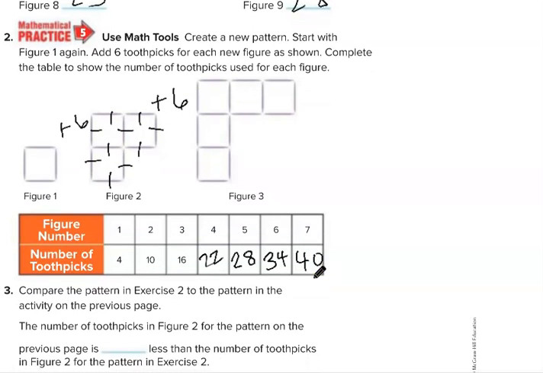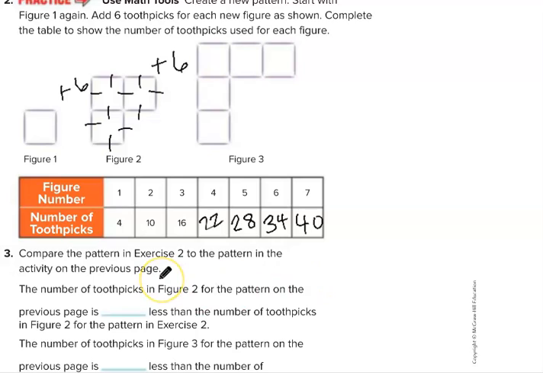Okay, so now we're going to compare the pattern in exercise 2 to the pattern on the previous page. So the previous page we added 3. The number of toothpicks in figure 2 for the pattern on the previous page is going to be 3 less than the number of toothpicks in figure 2 for the exercise here. So again, this had 10. If we go back and look at figure 2 on the previous page, that one used 7.